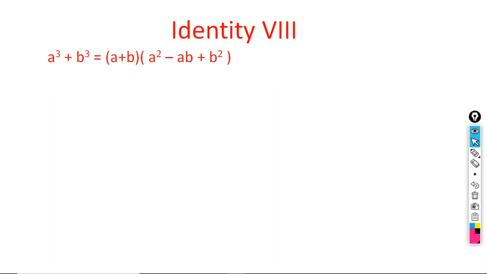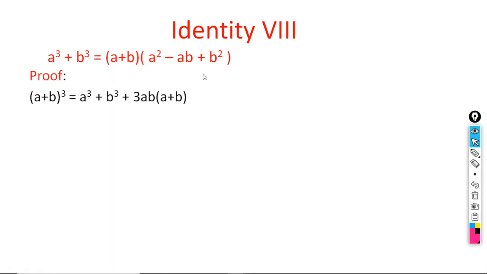Hello student, in this video I'm going to discuss a new identity which is the sum of cubes of a two term. In this case we have a cube plus b cube, which is a two term, and the cube of each term is given. When we factorize this, the possible factors come to be a plus b into a square minus ab plus b square. Let us discuss the proof of this identity.